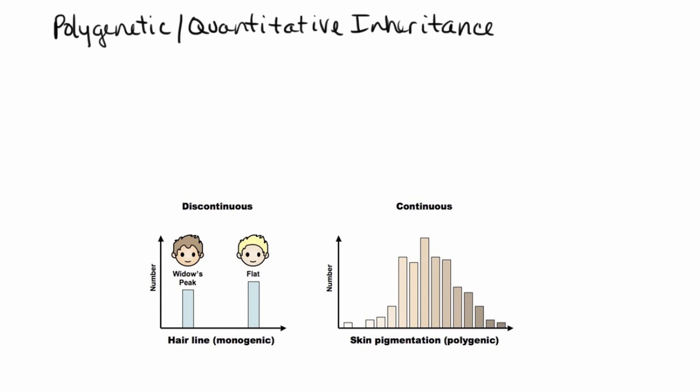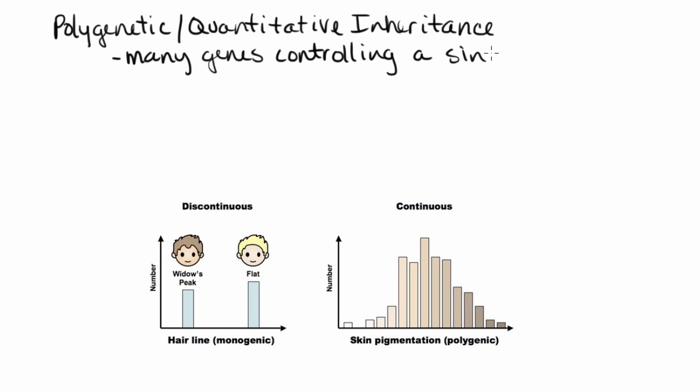Polygenic inheritance, or quantitative inheritance, is when you have many genes controlling a single phenotype. This will be a little different from when we were just looking at the typical monohybrid or dihybrid crosses, because in those cases you had basically one gene, and it controlled maybe the shape of the leaf, or whether or not someone had dimples, or whether or not someone had cystic fibrosis.